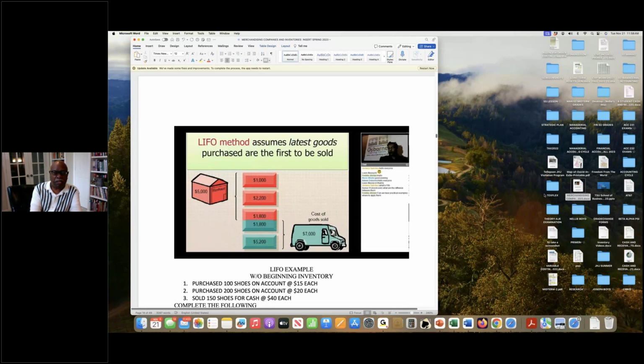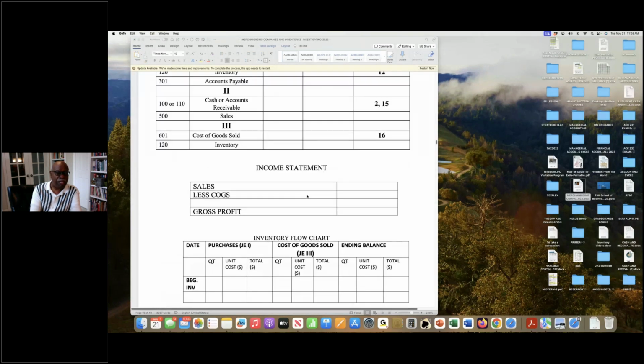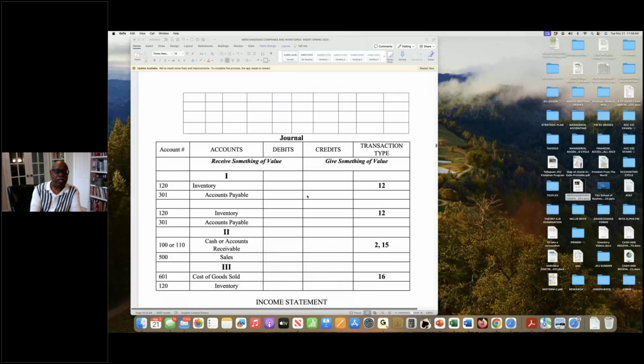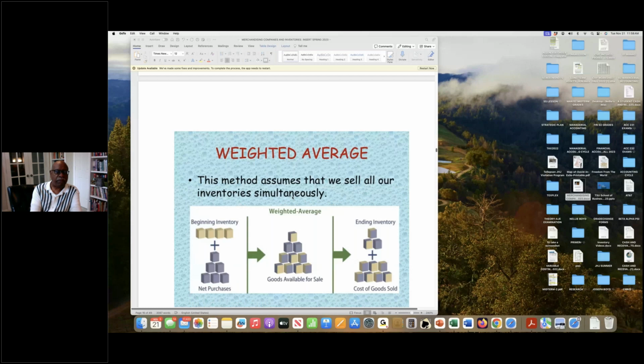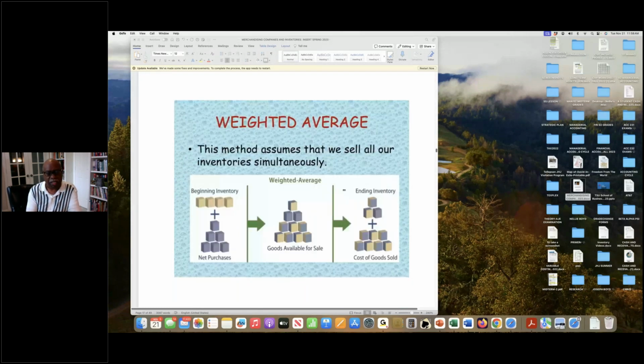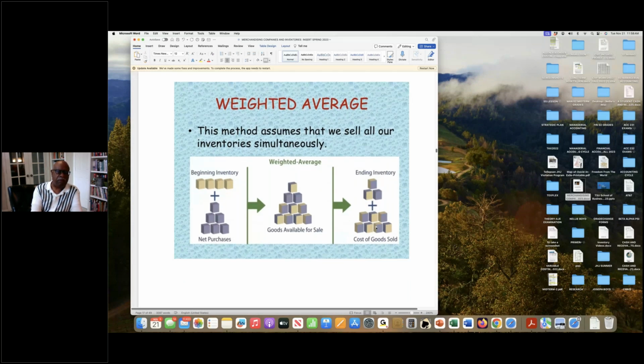And then for the A students, you got to be able to do weighted average. And in weighted average, we come up with an average of what's going to be sold, to get our cost of goods sold. So we don't sell the top ones, we don't sell the bottom ones. We get an average of what's in the inventory and we sell that. So those are our three inventory methods.